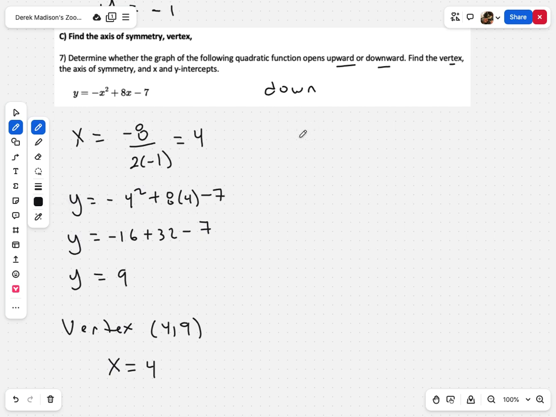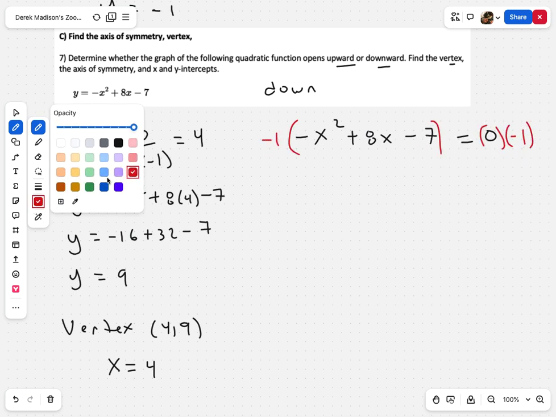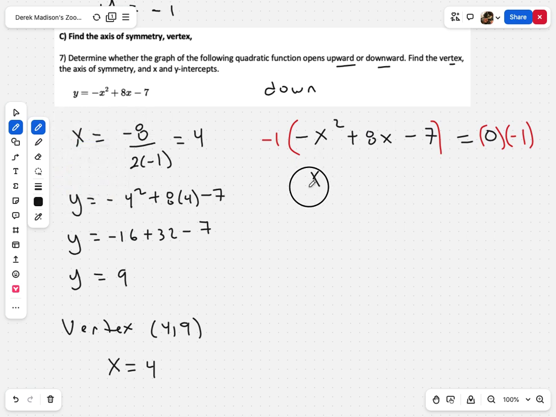X-intercepts, so let's say negative x squared plus 8x minus 7 equals 0. I would try multiplying that all by -1, just because if it does factor, it's much harder to see with a negative squared term. So let's do a -1 on both sides to make the signs a little easier. So x squared minus 8x plus 7 equals 0.